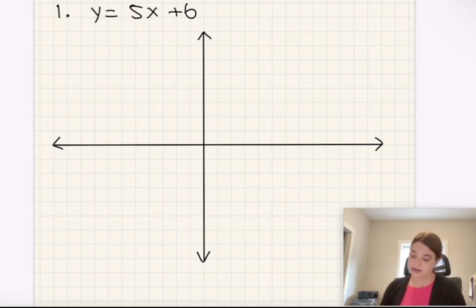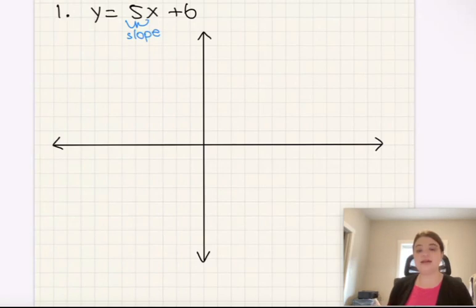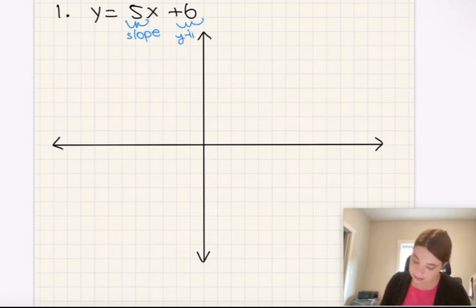So the slope is always the number right beside x. This is our slope. And the number that is not multiplied by x, the number added or subtracted, is called the y-intercept. So we're first going to plot the y-intercept. The y-intercept is 6, so that means we're going to go 6 up on our y-axis. 1, 2, 3, 4, 5, 6. So right there is 6.